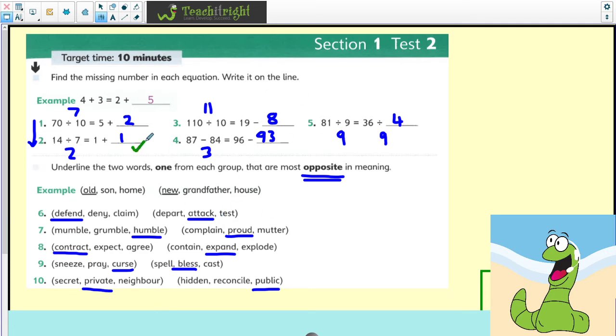As you've gone down through, obviously I suggest that once you've done this test, you give yourselves the marks, put down how many you've got right. So 5 there, we've got 5 there.